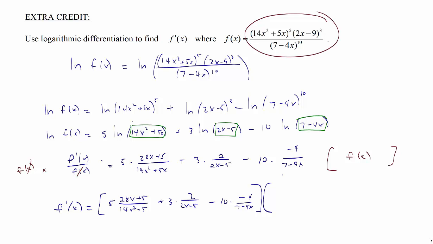So I have (14x squared + 5x) to the 5th power times (2x - 5) to the 3rd power over (7 - 4x) to the 10th power. And that is the derivative.